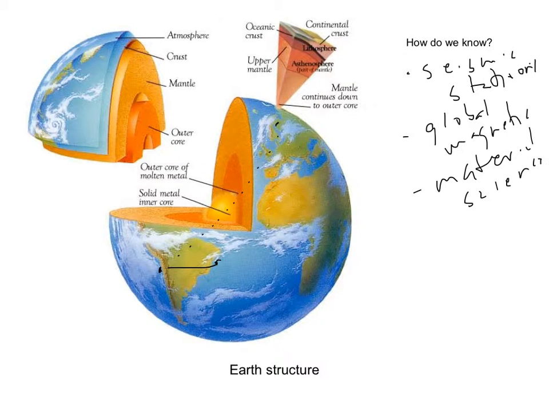We can take different minerals and metals and in the lab expose them to temperatures and pressures that we would expect to occur in the center of the Earth, and measure the properties of those materials in the lab. So it's a whole variety of lines of evidence that come together to allow us to reconstruct this picture of what's going on in the Earth.